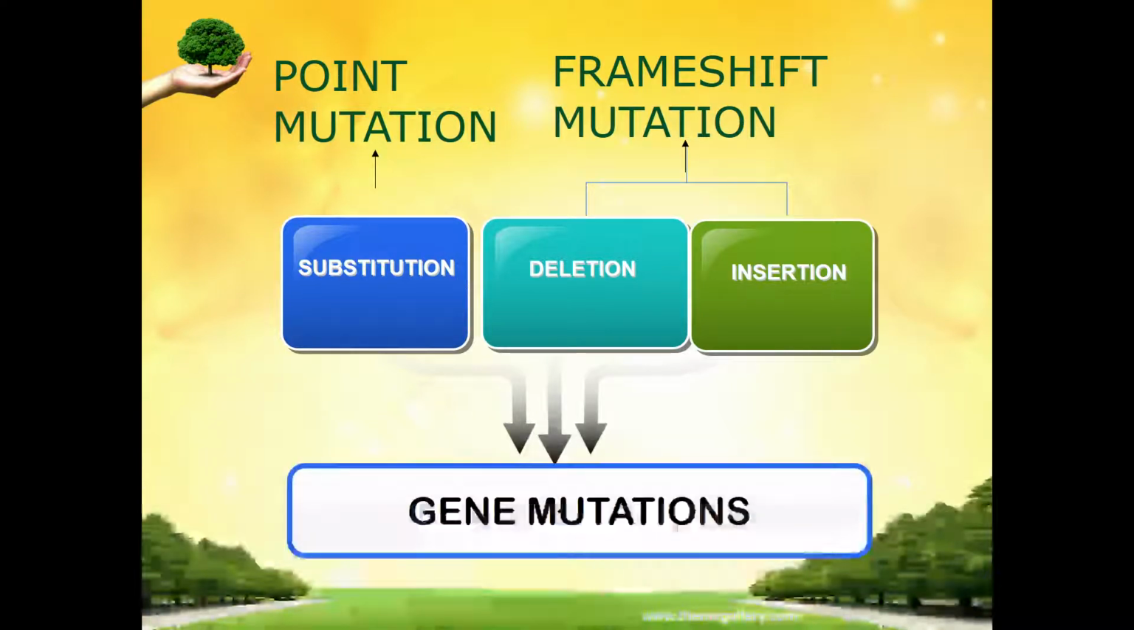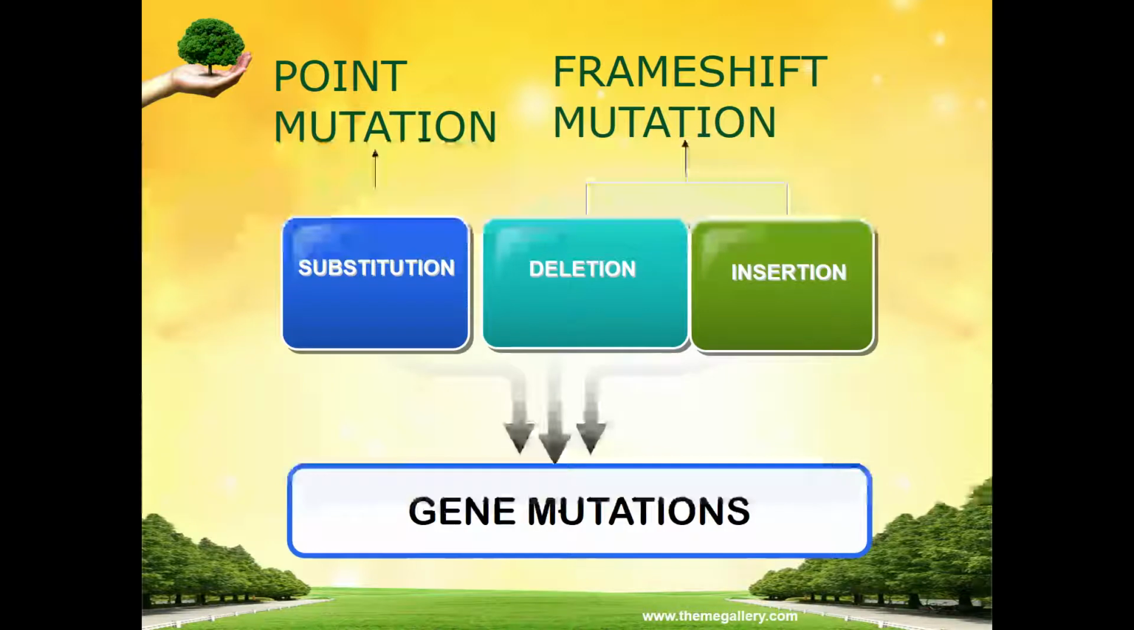Another group of gene mutation is called frame shift mutation. This type of mutation occurs when the insertion or loss of DNA bases, deletion, changes the gene's reading frame. Remember that a reading frame consists of groups of 3 bases that each code for one amino acid. A frame shift mutation shifts the grouping of these bases and changes the code for amino acids.